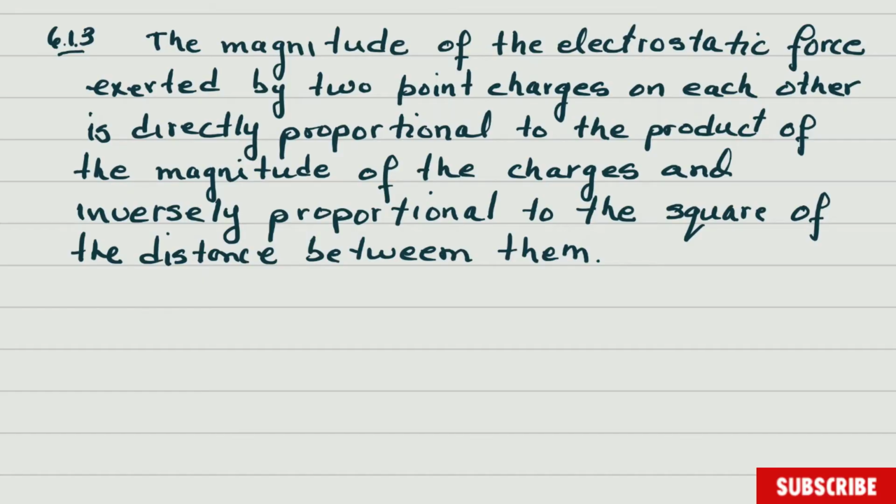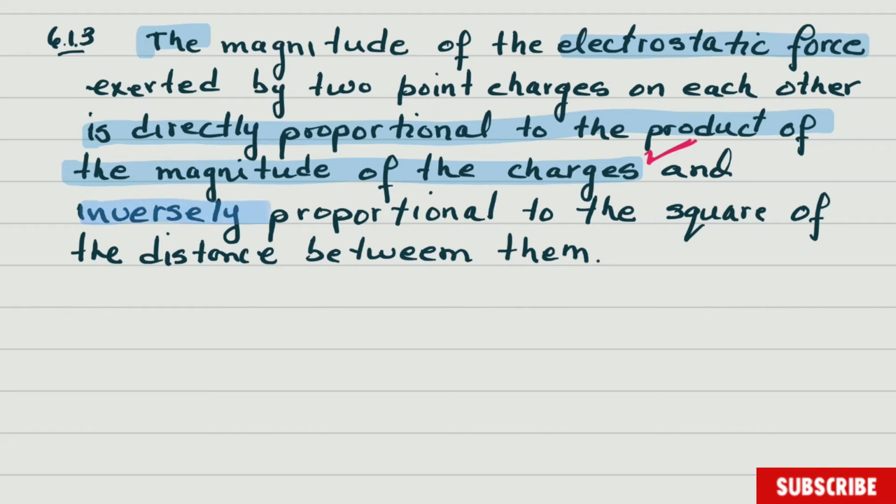This law states that the magnitude of the electrostatic force exerted by 2 point charges on each other is directly proportional to the product of the magnitude of the charges. That is the first mark. You'll get 1 mark for saying that part of the statement, even if you stop right there. The second part says that the magnitude of that electrostatic force is inversely proportional to the square of the distance between them, and this is the second mark. So that is another mark for that part.